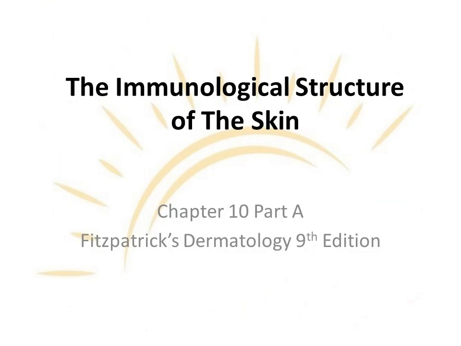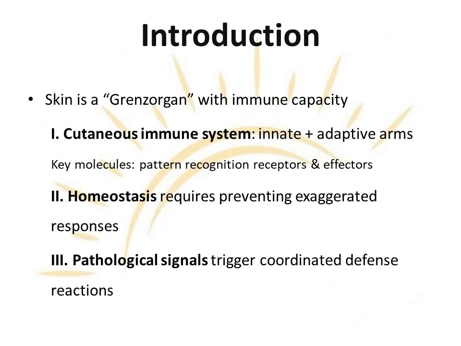The immunological structure of the skin. The skin isn't just a passive barrier, it's what we call a Grenzorgan, a border organ, meaning it forms a critical interface between the body and the external environment. Because of this position, it has its own immune capacity.